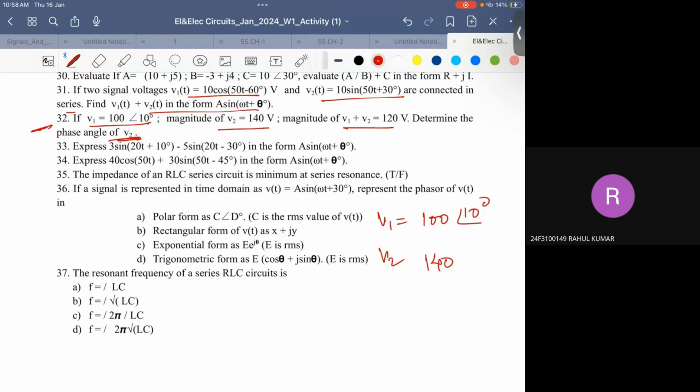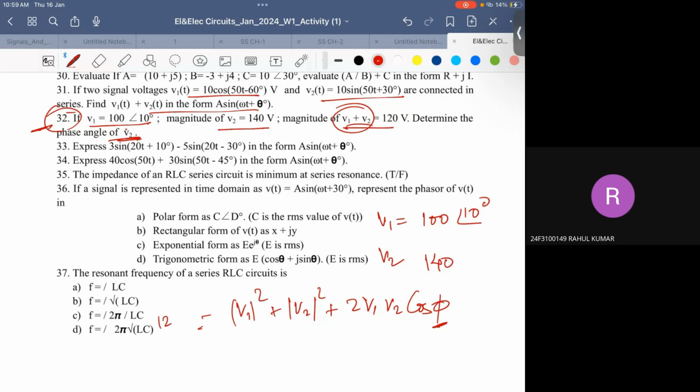See, for this problem, which one was this? 32, right? Sir, we can solve it using vectors. Correct. You can use the vector concept. So you can just do it like this, because V1 plus V2 has been given, right? So you can just think of it as adding two vectors. Correct. So adding two vectors is what? V1 whole square plus V2 whole square plus 2 V1 V2 cos phi. So this phi will be the phase difference.